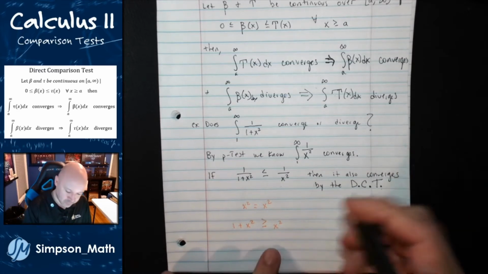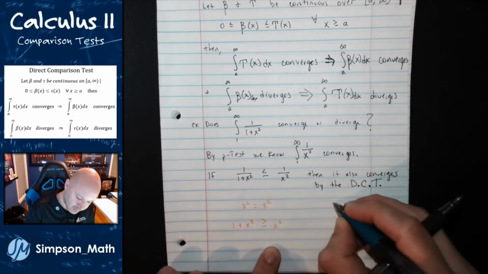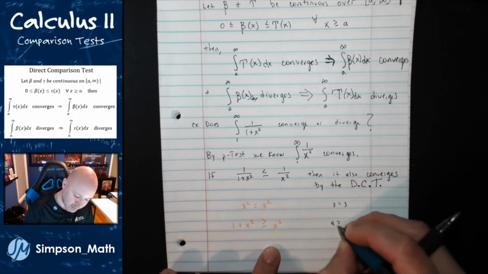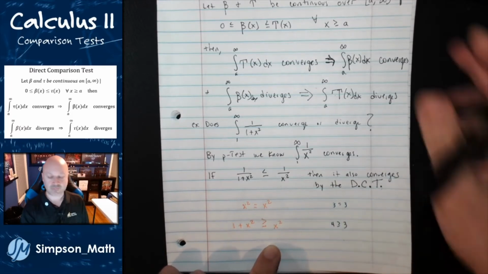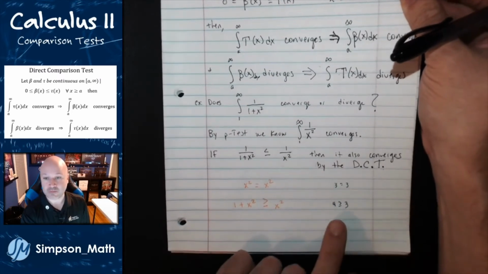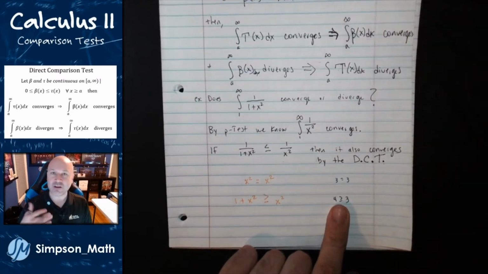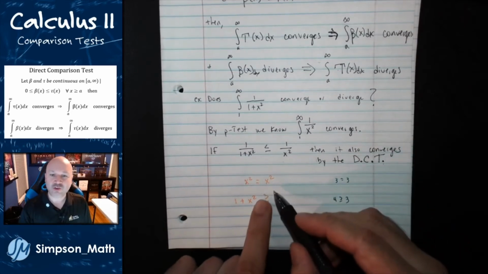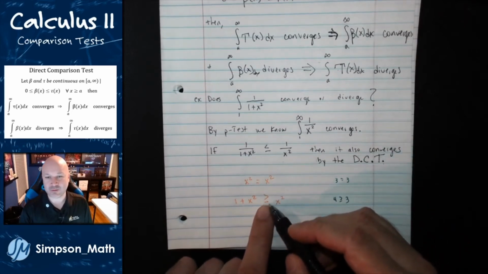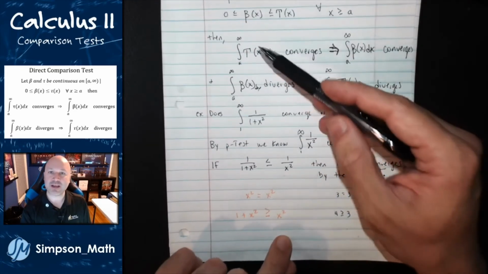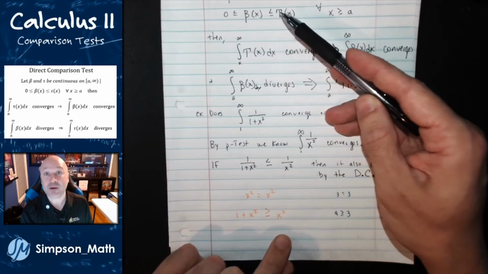It's like I was saying something like 3 equals 3. Now 4 has got to be bigger than or equal to 3. Some of you may want to say, well, it's clearly greater than, but I'm being very, very loose. I'm saying it's greater than or at least equal to, because the direct comparison test says at least equal to. It could be bigger or equal to.